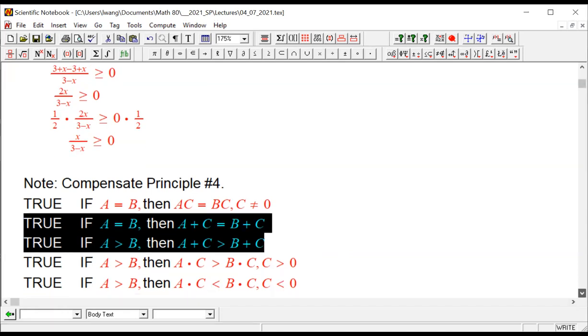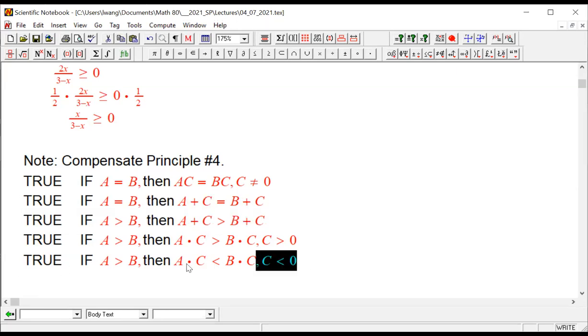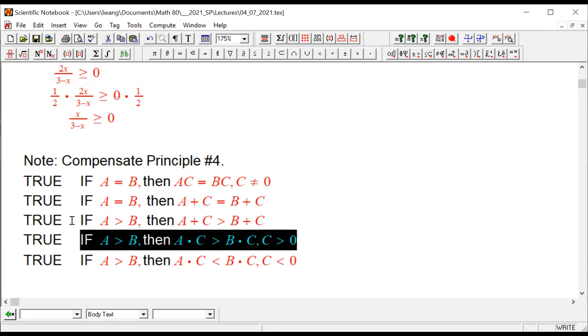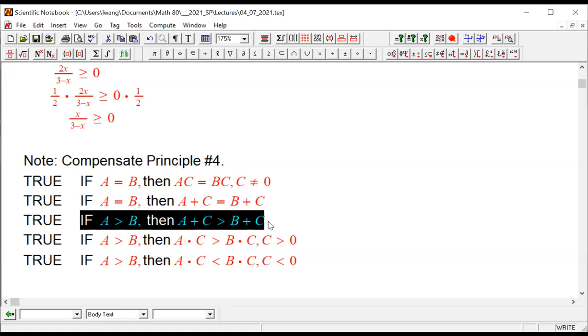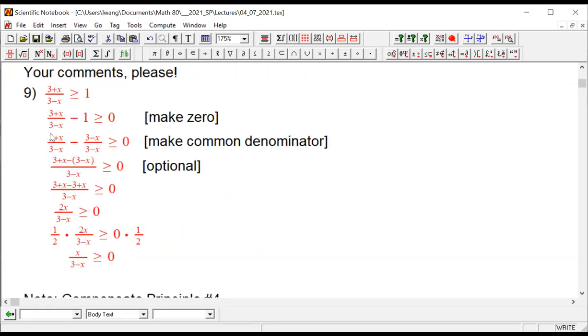Only when you multiply by a negative number on an inequality, there's a switching that takes place. There's no switching here, no switching here, right? Only when you multiply or divide by a negative. Okay, so let's go back to the steps one more time.